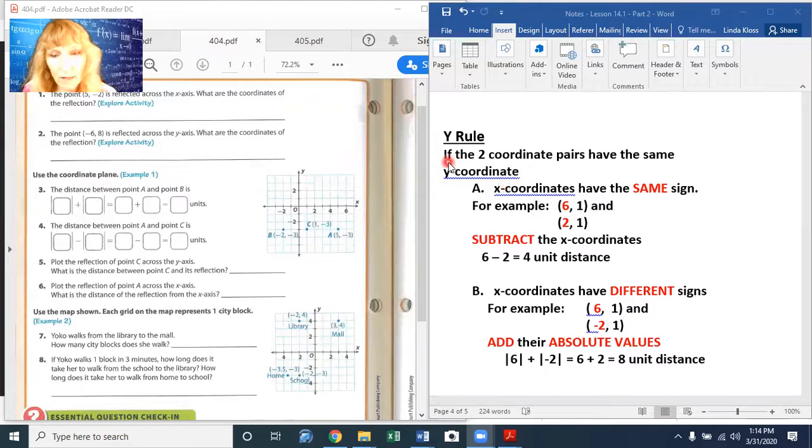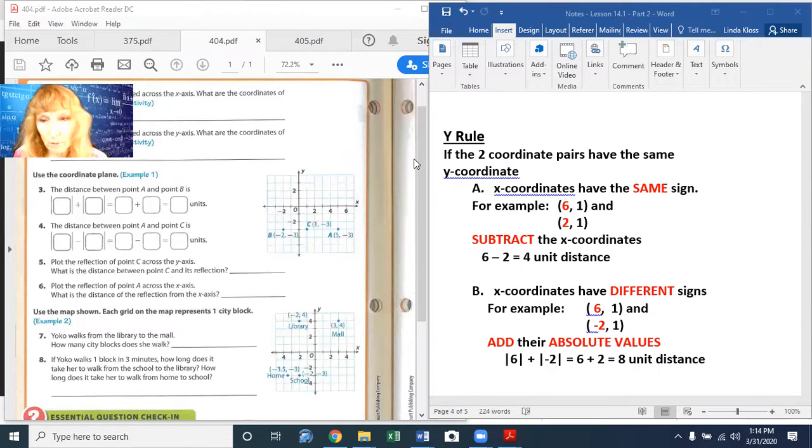So the y rule, if the 2 coordinate pairs have the same y coordinate, and the x coordinates have the same sign, so we have a 6 and a 2 from our x coordinates. They have the same sign, they're both positive. Then we will subtract the x coordinates. 6 minus 2 equals 4 unit distance. I'll show you that right away.